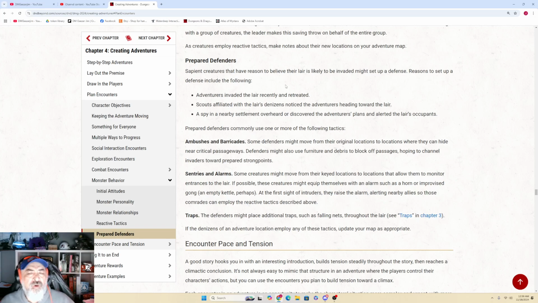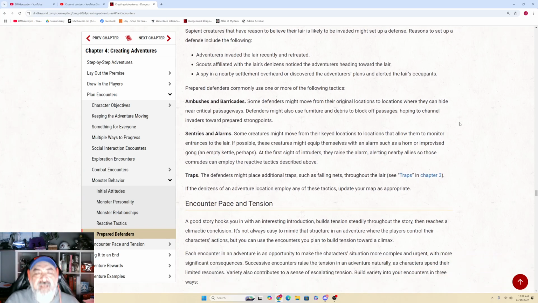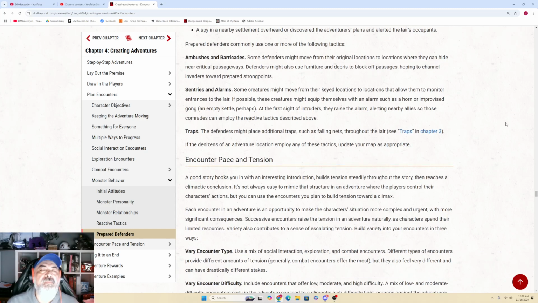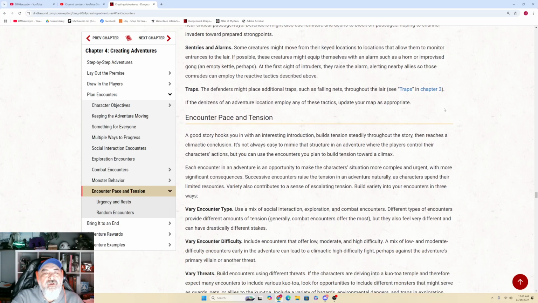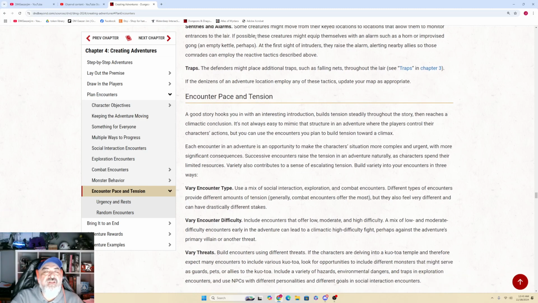Prepared defenders commonly use one or more of the following tactics. Ambushes and barricades. Some defenders might move from their original location to locations where they can hide near critical passageways. Defenders might also use furniture and debris to block off passages, hoping to channel invaders towards prepared strongpoints. Sentries and alarms. Some creatures might move from their keyed locations to locations that allow them to monitor entrances to the lair. If possible, these creatures might equip themselves with an alarm such as a horn or improvised gong, an empty kettle perhaps. At the first sight of intruders, they raise the alarm, alerting nearby allies, so those comrades can employ the reactive tactics described above.